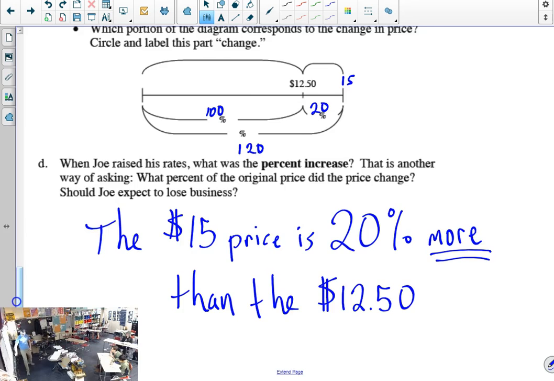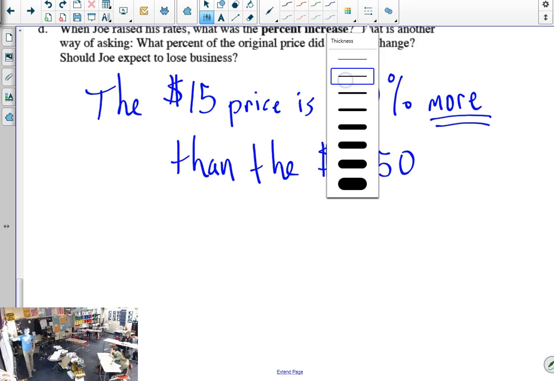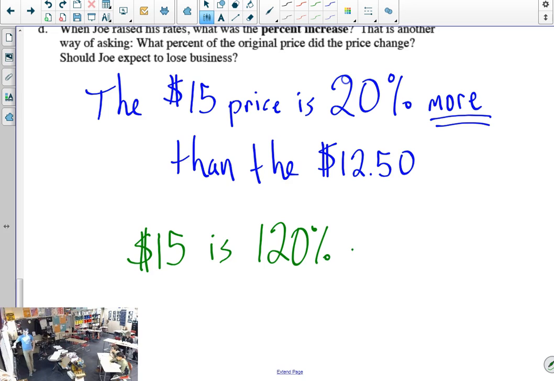The other way we could write this statement is the $15 price. Sorry, this has to have two words. 15 is 120% of 12.50, which is not adding, it's just multiplying. So the other one adds on top of what we already had. This just does the multiplication to what we already had.